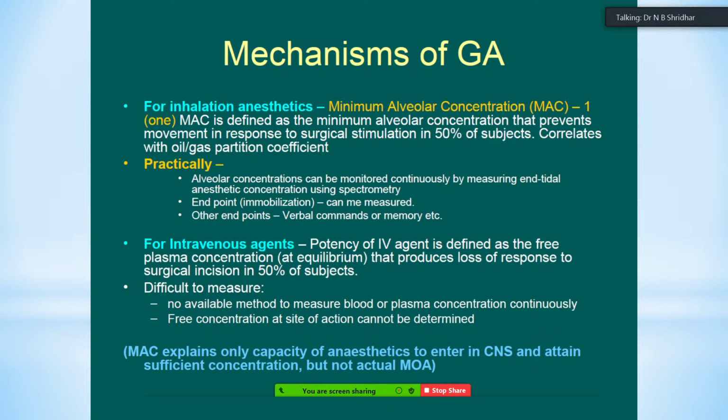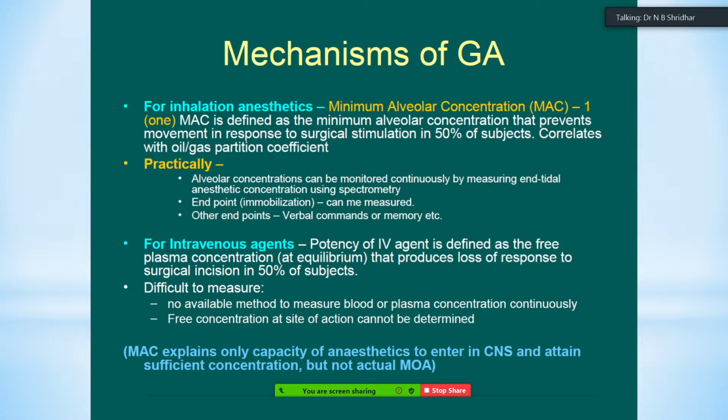For intravenous agents, potency is defined in a different pattern, whereas MAC is the standard terminology for the gaseous anesthetics. The potency of an IV agent is defined as the free plasma concentration at equilibrium that produces loss of response to surgical incision in 50% of the subjects. To repeat again, the free plasma concentration at equilibrium that produces loss of response to surgical incision in 50% of the subjects, just like the MAC, maximum alveolar concentration.